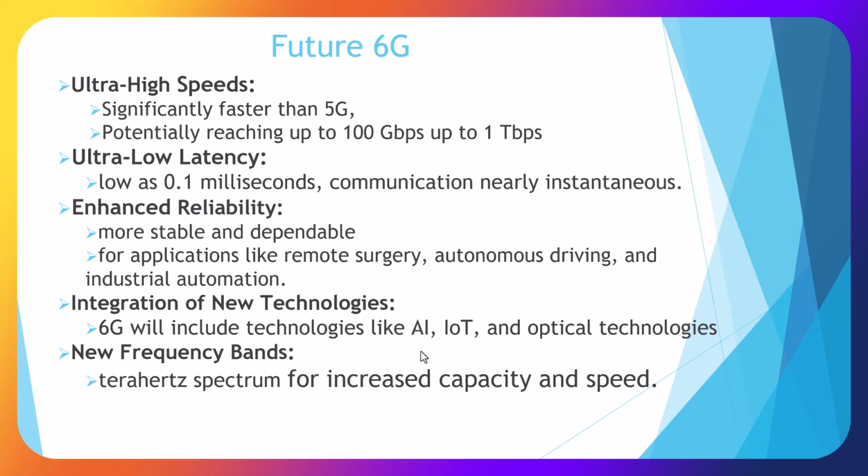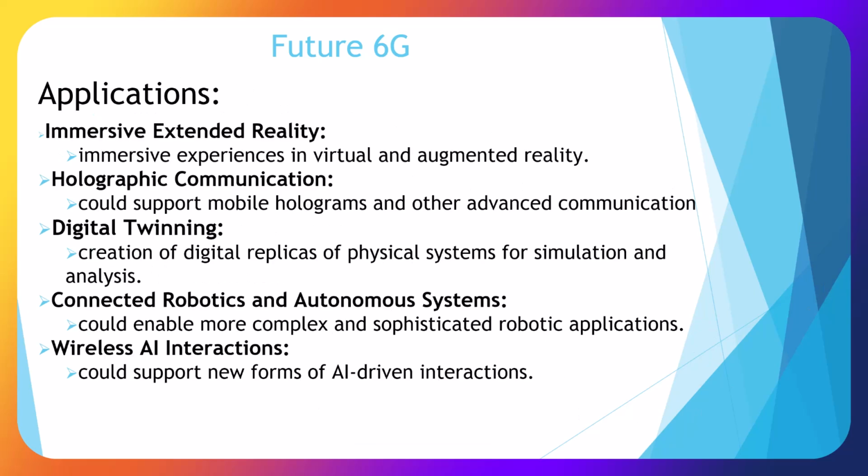AI is artificial intelligence, IoT is Internet of Things, and new frequency bands. They're expecting terahertz spectrum for increased capacity and speed. Okay, they're hoping for new applications like immersive extended reality, so virtual and augmented reality, holographic communication, digital twinning, creation of digital replicas, systems for simulation analysis. That may be digital twinning.